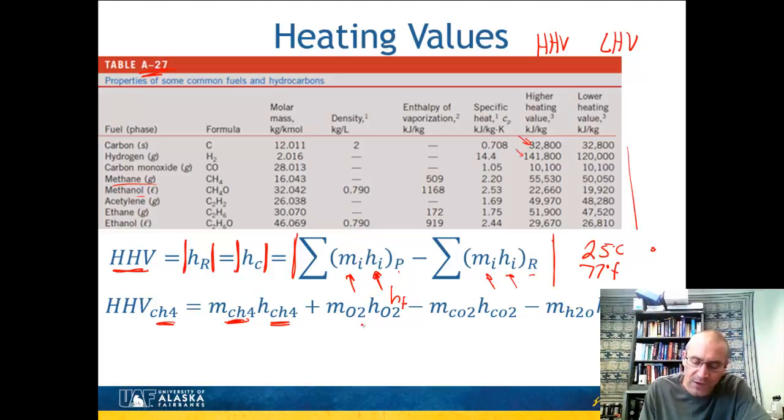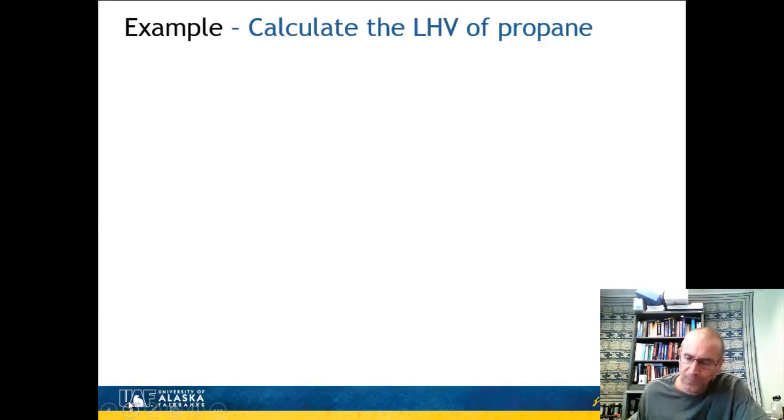And so I've got my CH4 and my O2, forming CO2 and H2O, and I need to determine the relative mass of each of those. If you look at these units, they're kilojoules per kilogram. So if we compute it on a per mole basis, we just need to use the molecular weight to get it per kilogram. All right. So as an example, let's go ahead and calculate the lower heating value of propane.